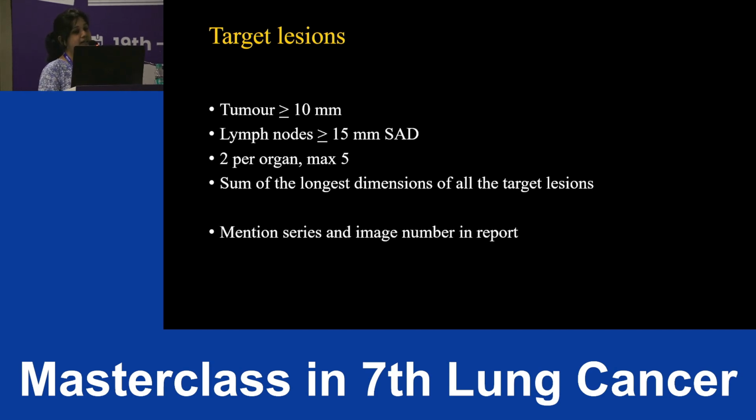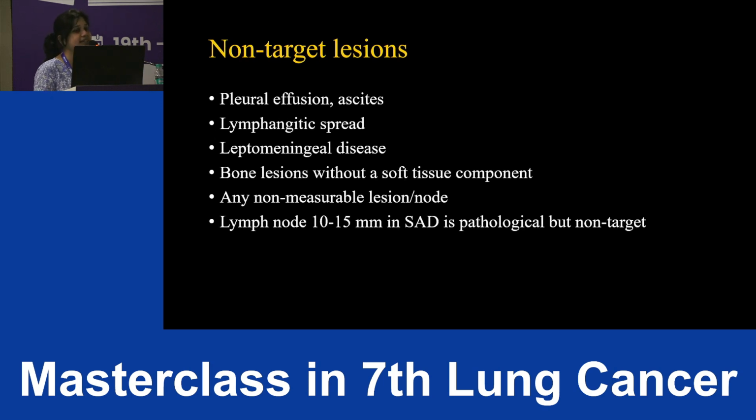And we have to add the longest dimensions of all the target lesions for measuring. It is prudent to mention series and image number in the report for further facilitation of comparison. And what are the non-target lesions? Anything which is non-measurable: pleural effusion, ascites, lymphangitic spread, leptomeningeal disease, bone lesions without a soft tissue component, any non-measurable lesion. A lymph node between 10 and 15 millimeter in short axis is pathological but non-target.